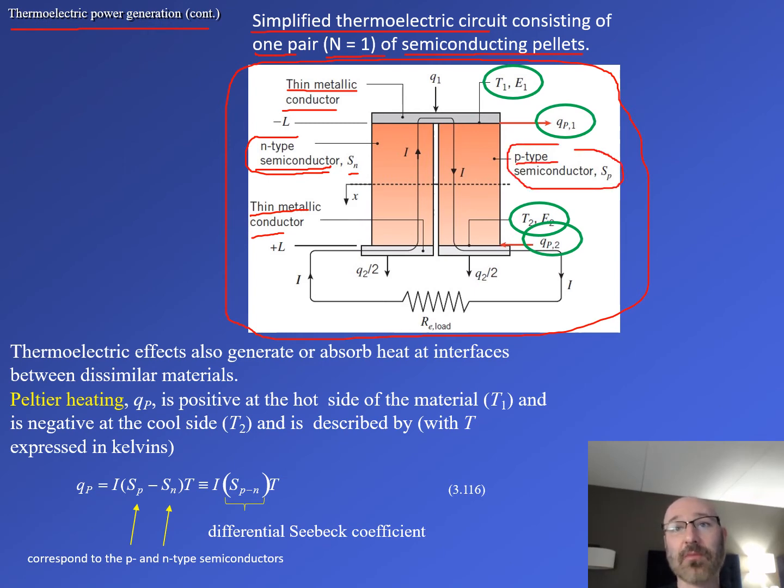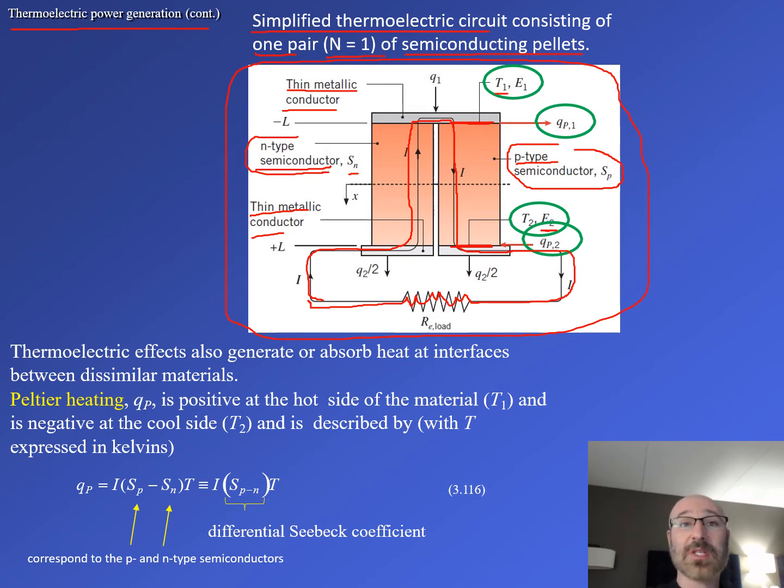We can see the current flowing up through our N side, up through the thin metallic conductor, back down through our P-type semiconductor, into the bottom thin metallic conductor, and back around. There is our R sub E load equivalent. At the top, we have T1 at the interface between the thin metallic conductor and the semiconductor, and at the bottom, we have T2 and our voltage E2, between the thin metallic conductor and the semiconductor.